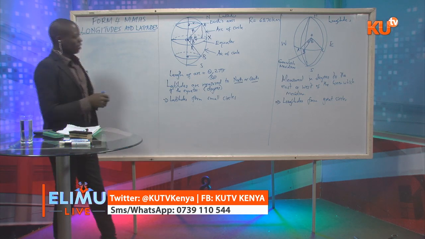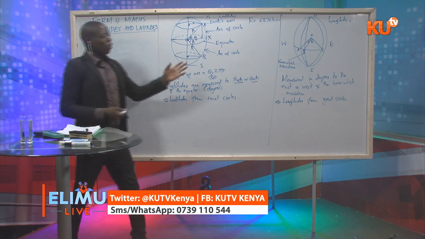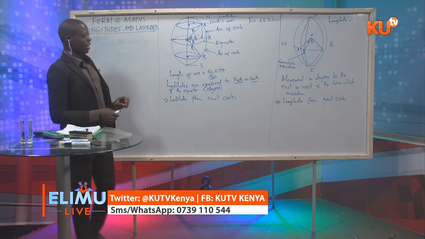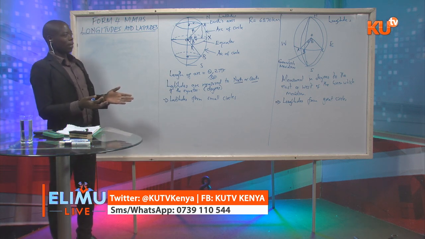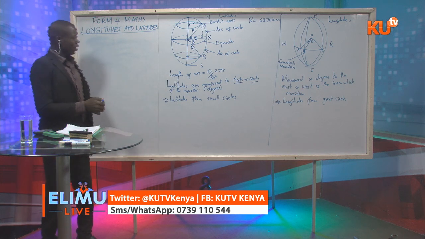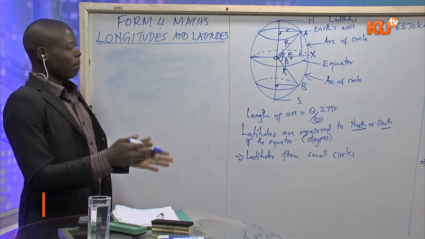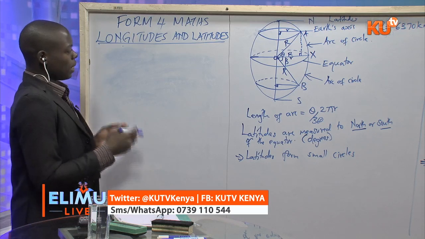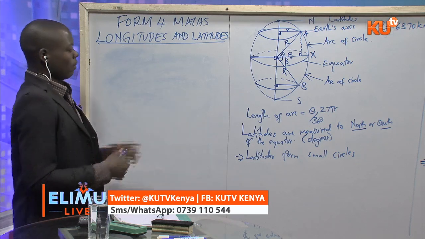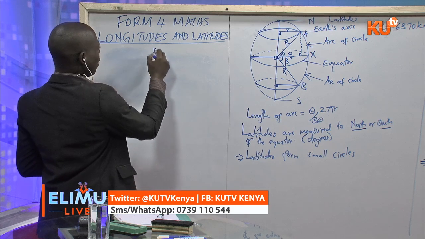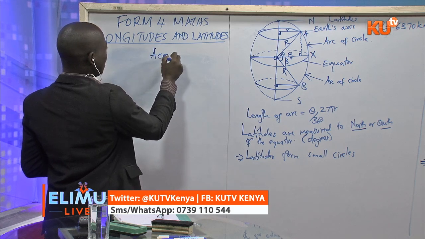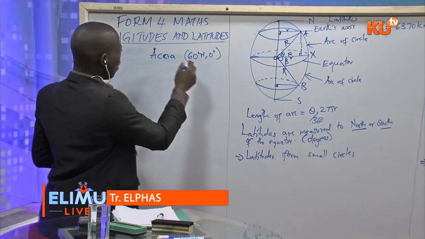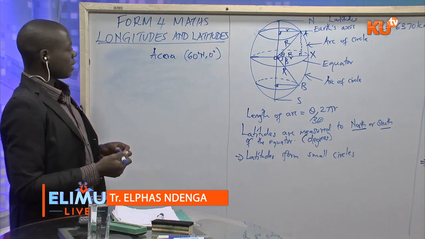The first thing that I want us to know is, how do we locate positions of points on the Earth's surface? If we talk, for example, about Nairobi being located on a specific point on the Earth's surface, how do we look at it based on the longitudes and latitudes? For example, if we talk about a town like Accra being located at 6 degrees north and 0 degrees, how do we read or interpret this?